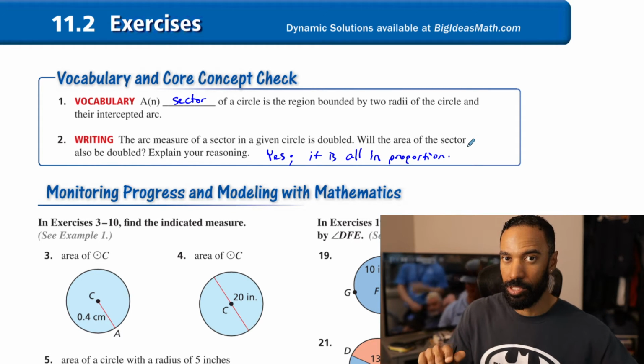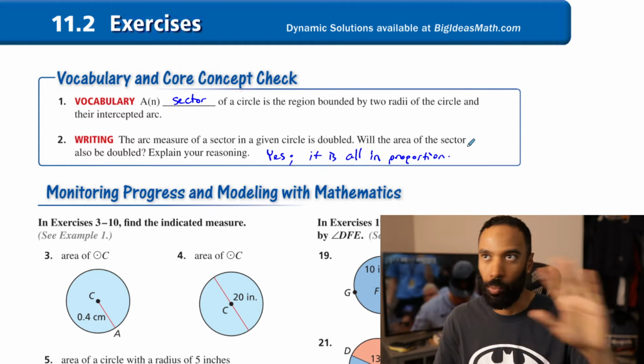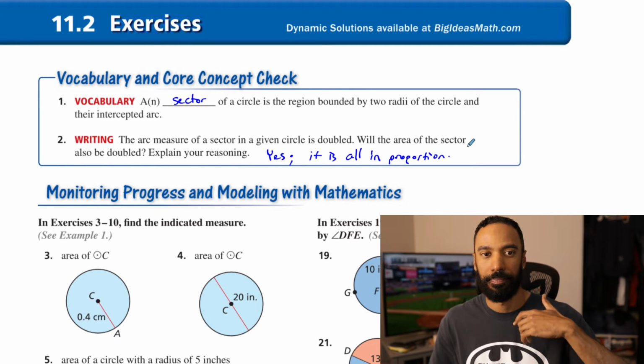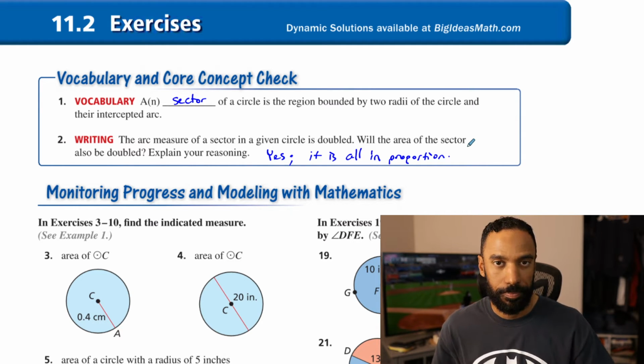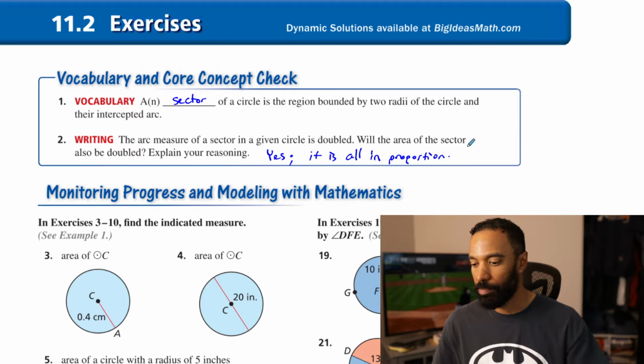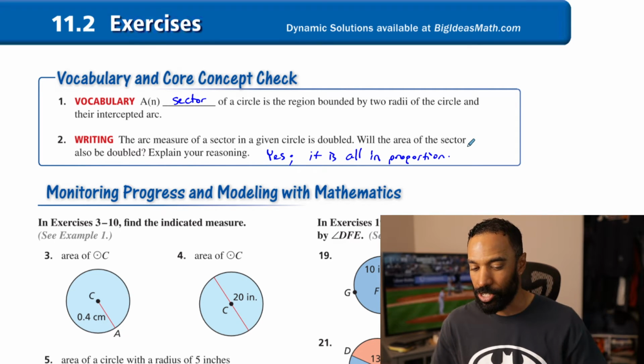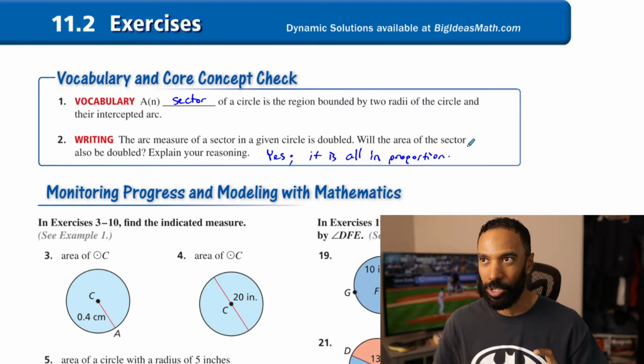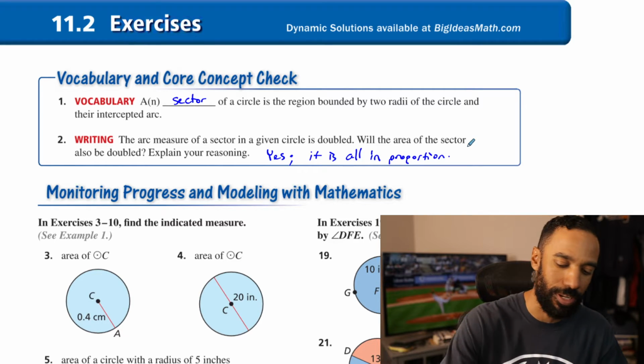Now, they'll probably ask this later, and I know they've asked it once before in a way older unit. If the radius was doubled, the area of a circle actually is not doubled. It's actually quadrupled. And that's something we'll get into if we need to, but we'll see.